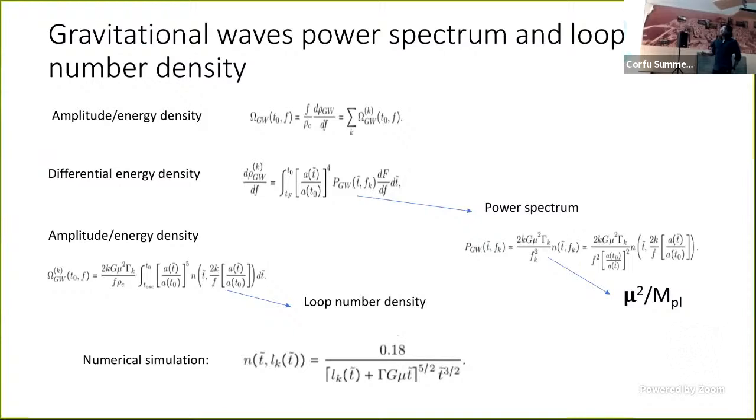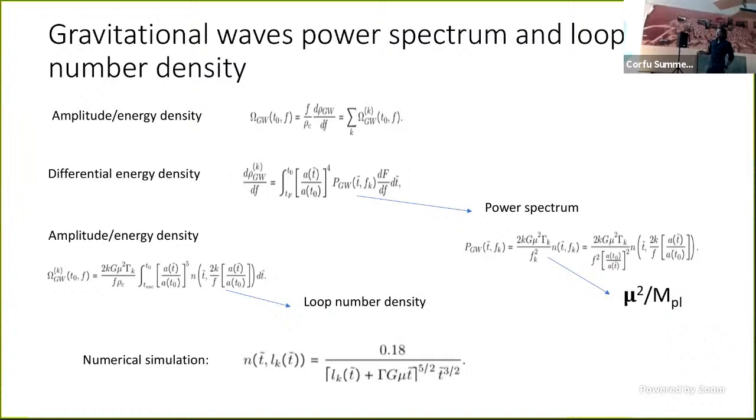So this is the typical formula for gravitational waves that you can find in many places, and this is the differential energy density of gravitational waves, which is related to the power spectrum of gravitational waves, which can be computed precisely analytically in flat spacetime actually. But the point is, it's proportional to mu squared, where mu is the string tension and related to the vacuum expectation value of the field.